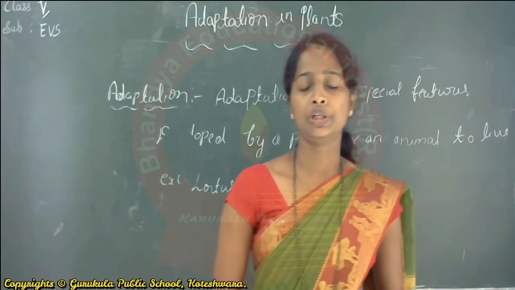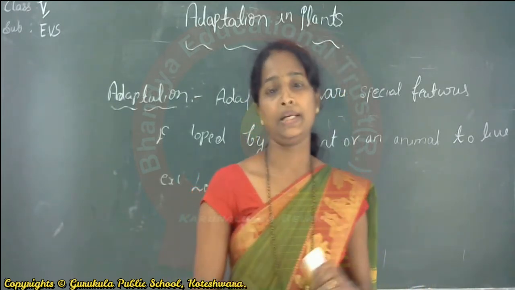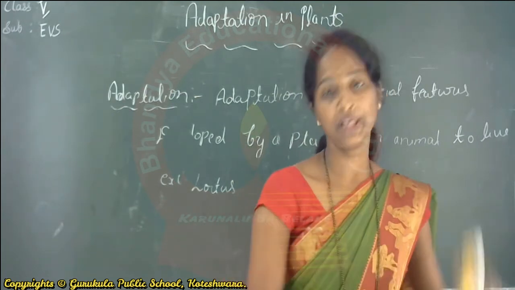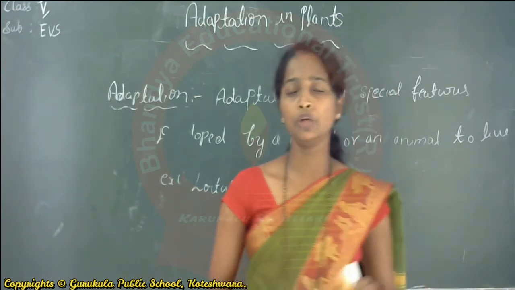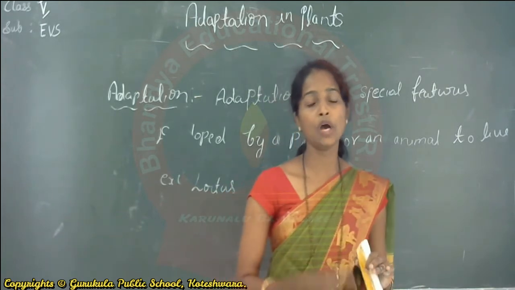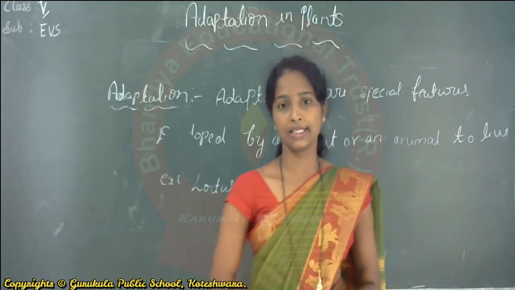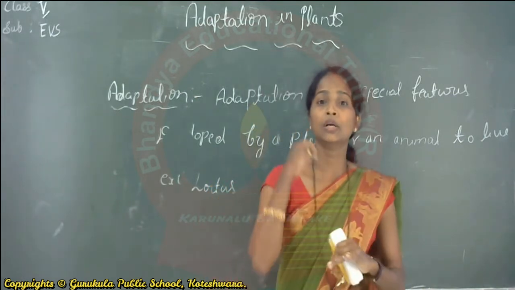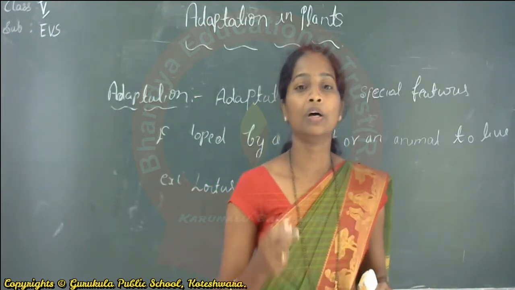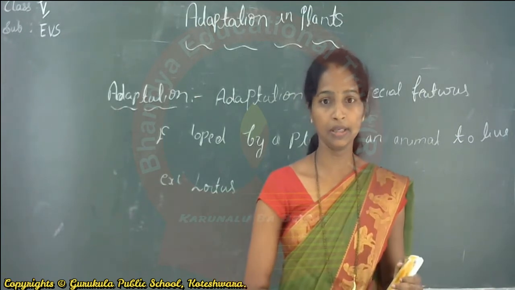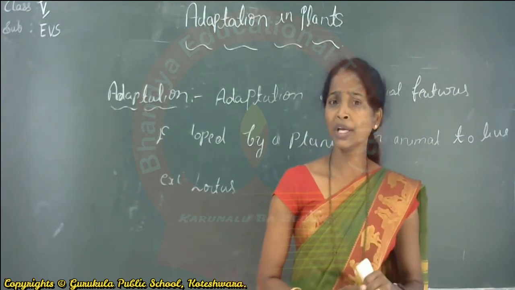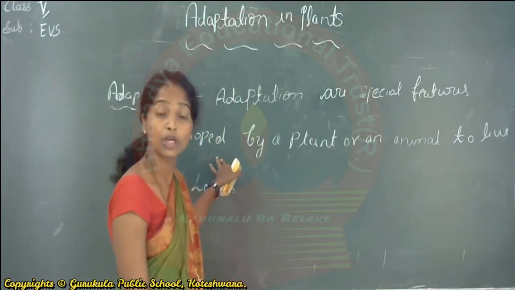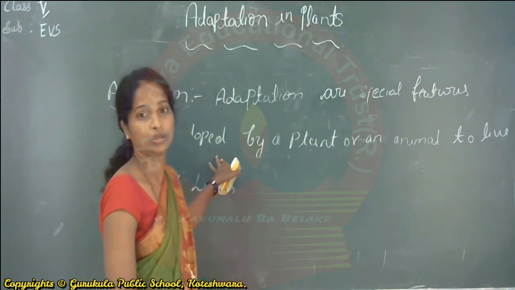Already I told you, children, we have seen many plants, different plants in different areas. For example, when you go to Kerala, you have seen many coconut trees in that area. When you go to North India, you have seen pine trees. Why, children? Because of their adaptation.